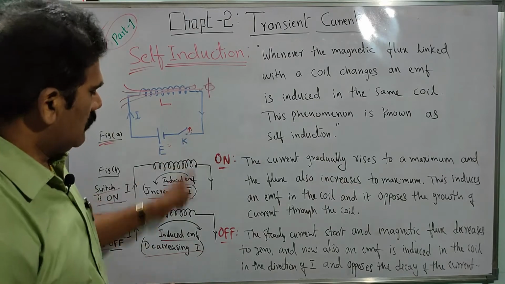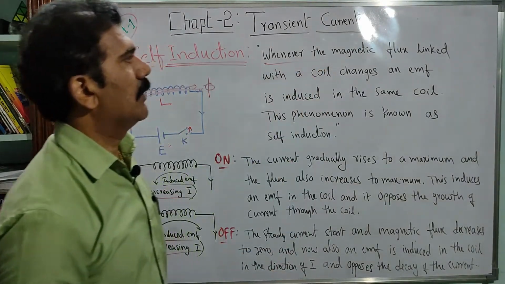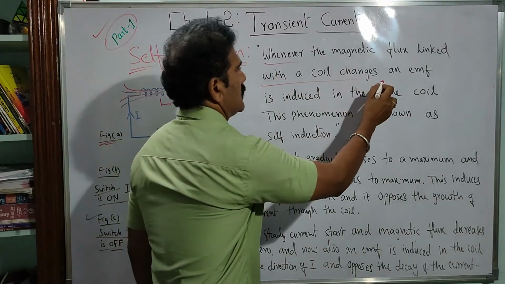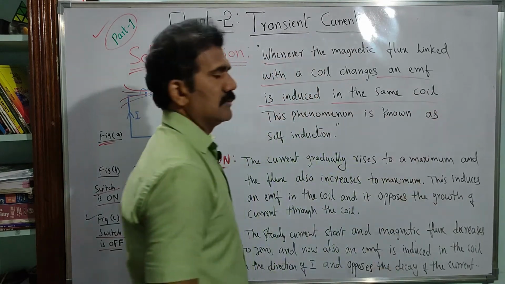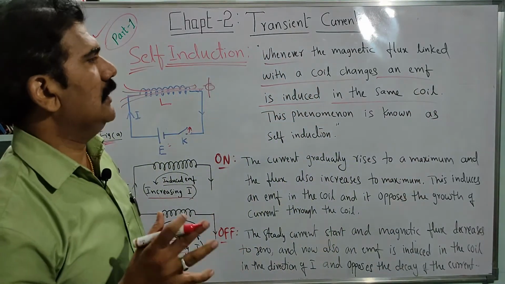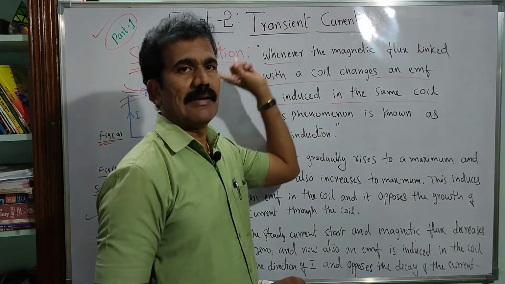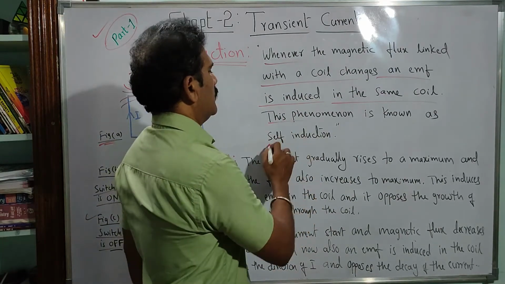You can understand now: what is self-induction in simple words? Whenever the magnetic flux linked with a coil changes, an EMF is induced in the same coil. Whenever the magnetic flux changes, immediately an EMF is induced in the same coil. That is what is called self-induction. This phenomenon is known as self-induction.